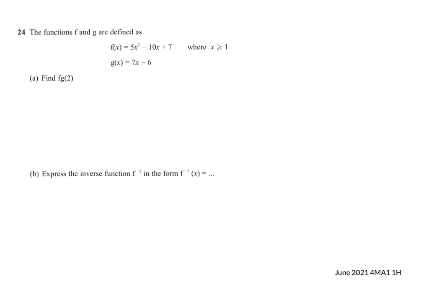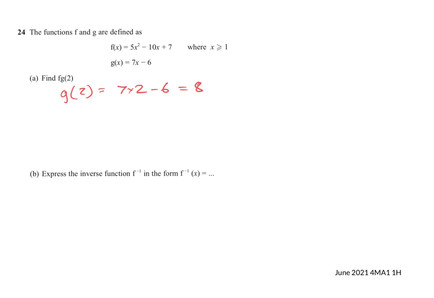We don't need to do an algebraic substitution here because it's telling us to do f of g of 2, not f of g of x. So the first thing we can do is just write down what g of 2 is. G of 2 is simply taking the g function and replacing the x with the 2. So it's 7 times 2 minus 6, which is 14 minus 6, which is 8.